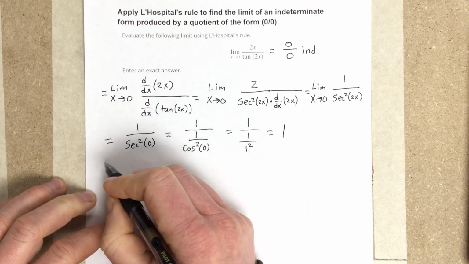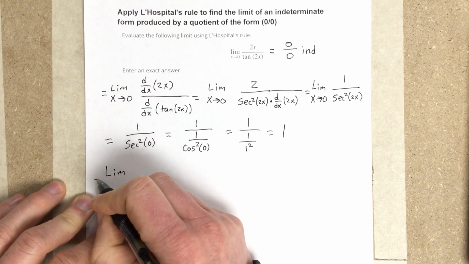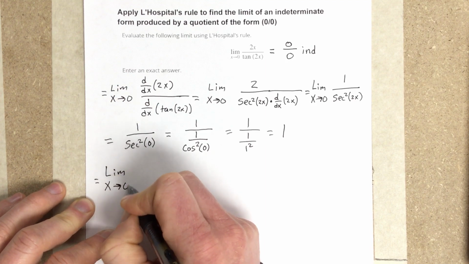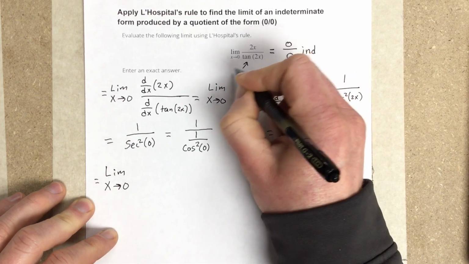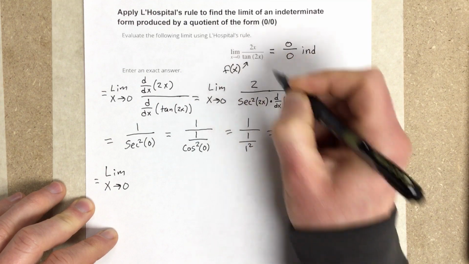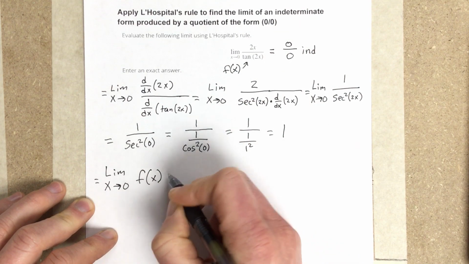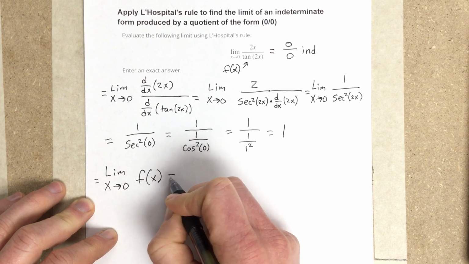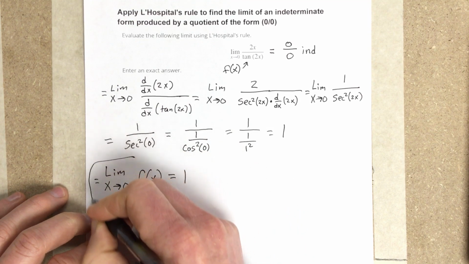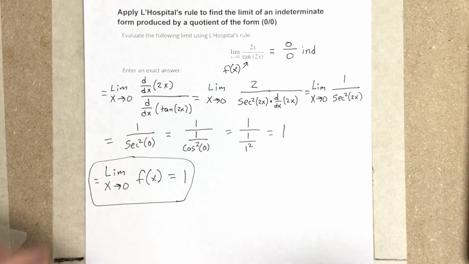So then I have limit as x approaches 0 of this function, I'm going to call it f of x, just so I can save some writing. Limit as x approaches 0 of f of x, the original function, is equal to 1. And that's an application of L'Hopital's rule.